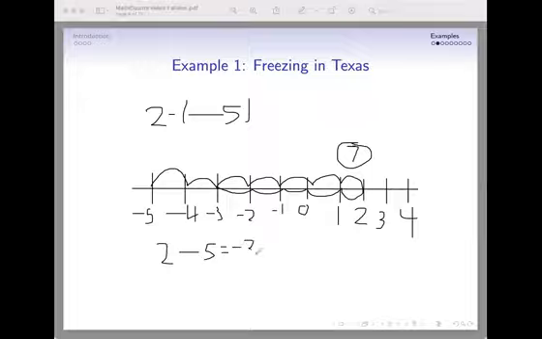But what if you go the other way around? What if you start at 2 and then you want to go -5? Well, a handy way to think of this is just inverting the direction you're going in the number line. So if you're subtracting a negative, that means you're actually going positive.